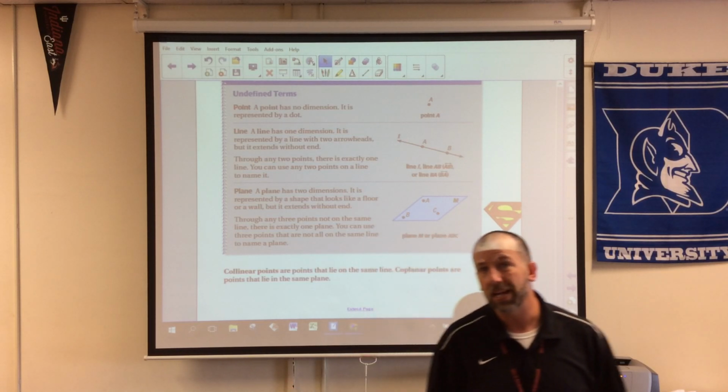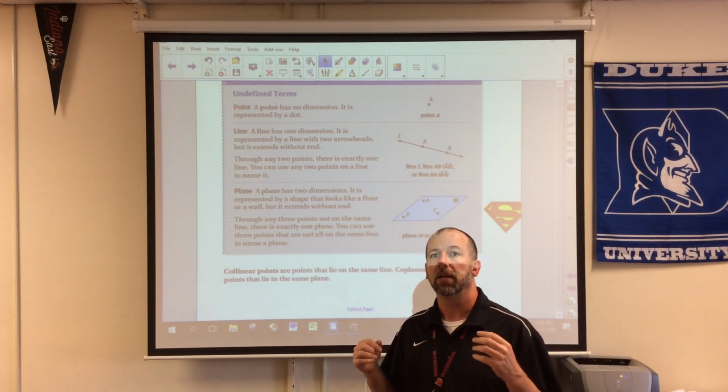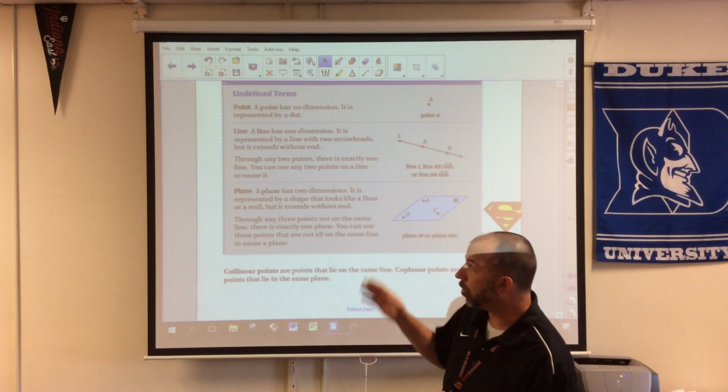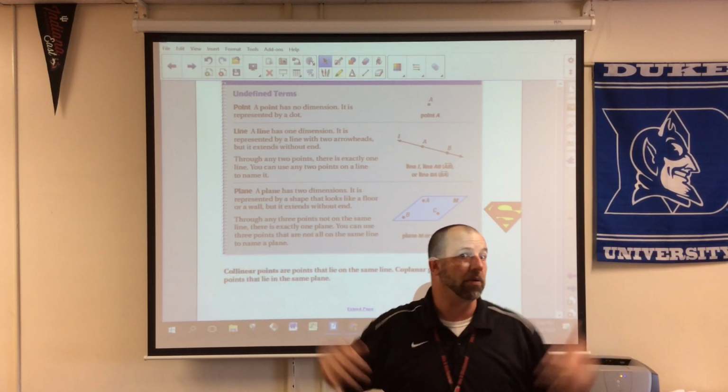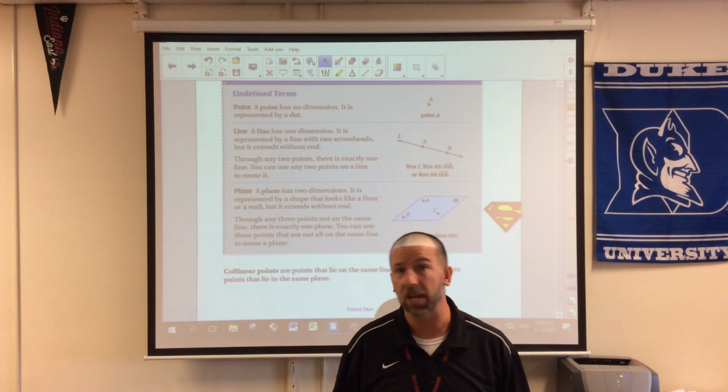So the wall is part of a plane. You can only see to there and to there, but it goes on forever theoretically. Okay, the surface of your table does the same thing.